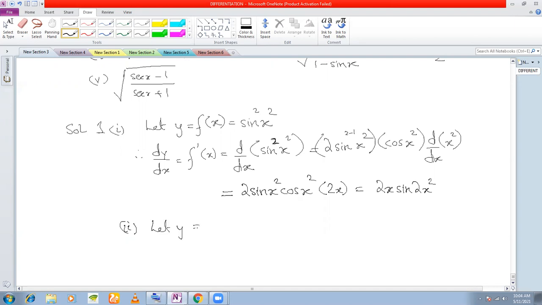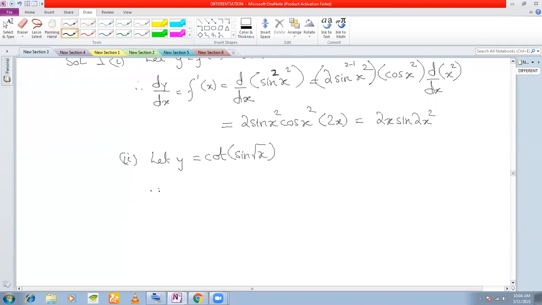The next problem that I gave you was cot sine root x. How to differentiate this? dy/dx is equal to, first you differentiate cot, right? What is the derivative of cot? It is minus cosec square. And what is inside cot? Sine root x. You maintain that. Next you go inside cot. What do you see inside cot? You see a sine. So you differentiate that. What is the differentiation of sine? It is cos root x.